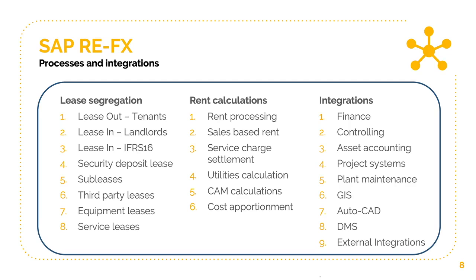Moving further, what are the processes and integrations that we can see as a part of the SAP suite? So lease segregations, it really depends on what kind of leases we want to create. Some of the examples are lease out, lease in, then we have IFRS 16 leases, security deposit leases, sub-leases, third-party leases, equipment leases, and service leases. Rent calculations. We have rent calculations, rent processing for lease in and lease out both. We have sales-based rental, where the additional rental is calculated based on the total sales or gross sales of a shop.